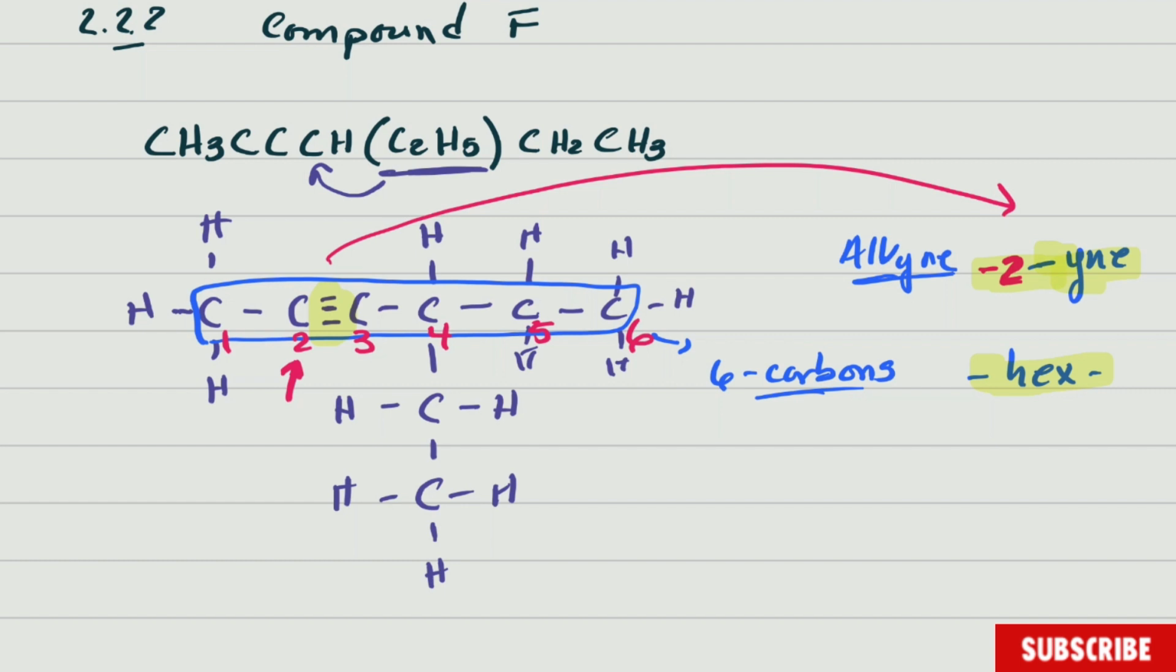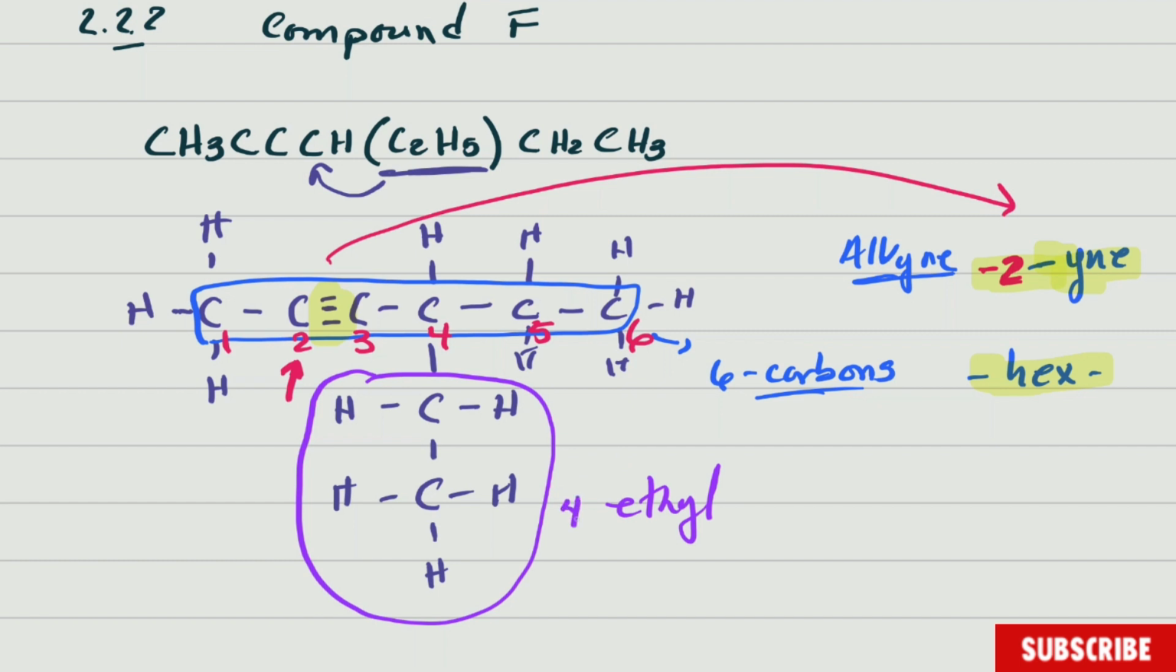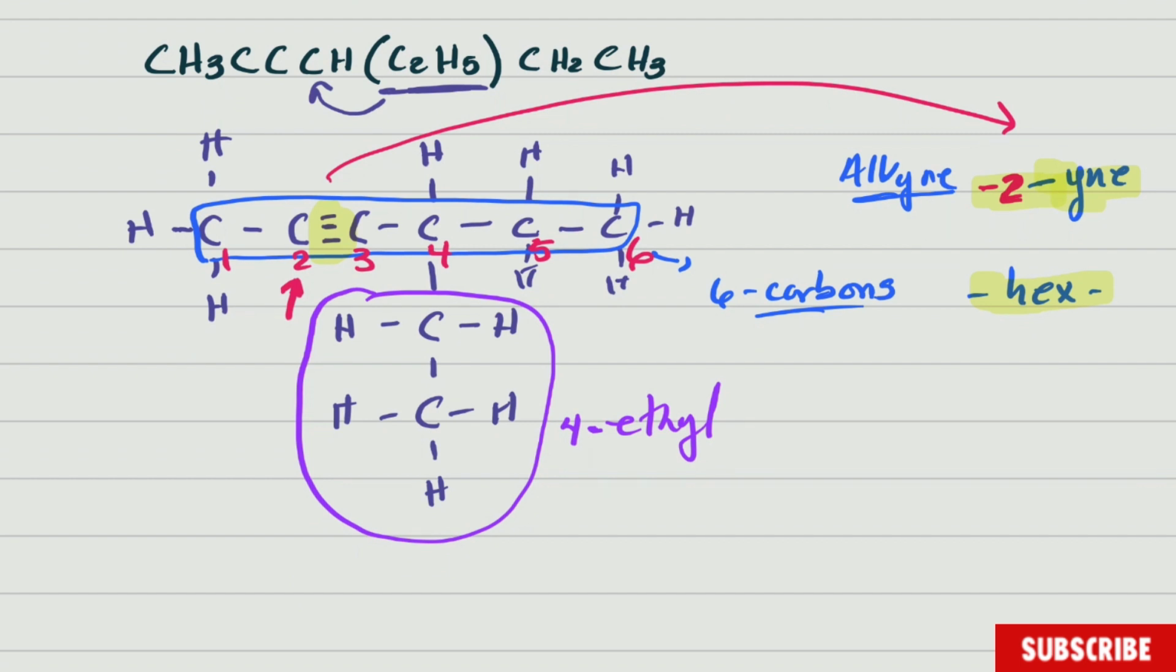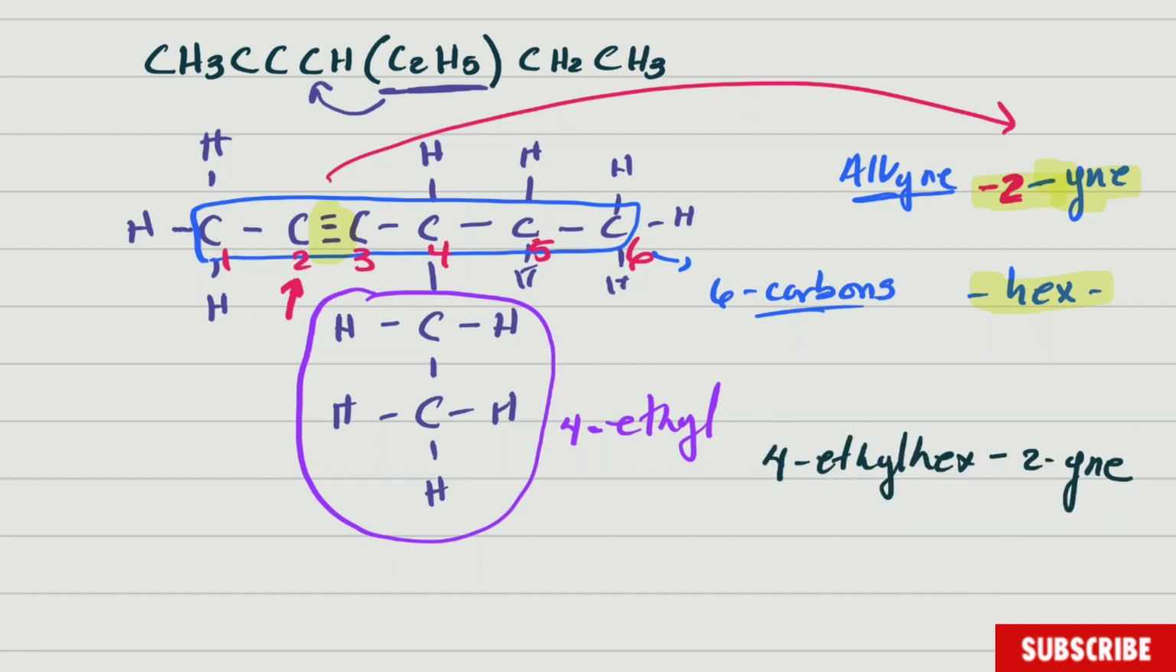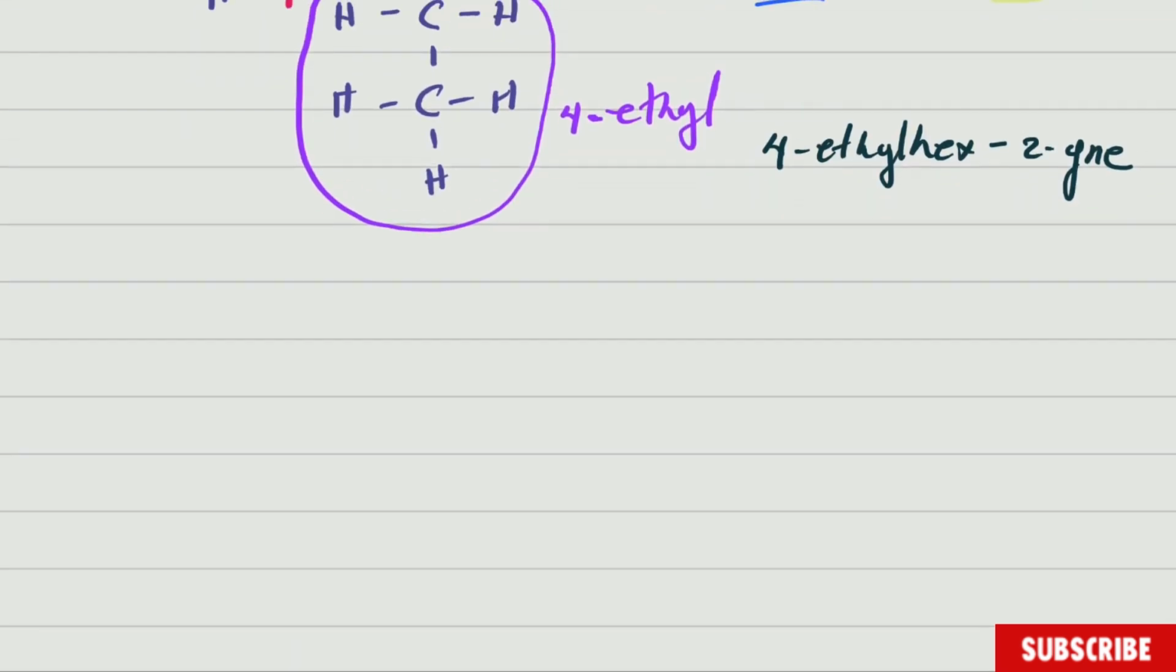Okay. And then we go and we look for any substituent. Here, the only one is this one, which is an ethyl. And that ethyl is in the 4 carbon. So it's 4-ethyl. Guys, that is all. All we have to do now is to combine the name. And the name will be 4-ethyl hex, you stop there, 2-ine. That is the name of the compound. Let's just move it a little bit to here. That is the name of the compound. I hope you understand. And then the last one is compound G.